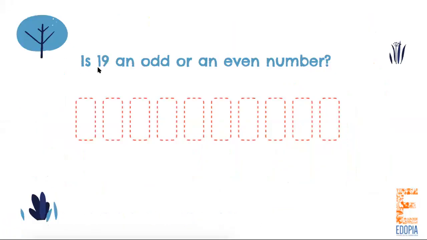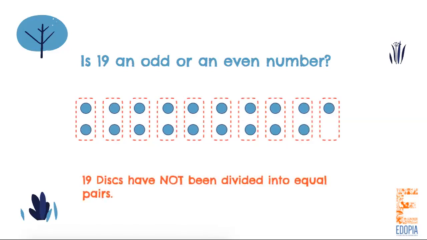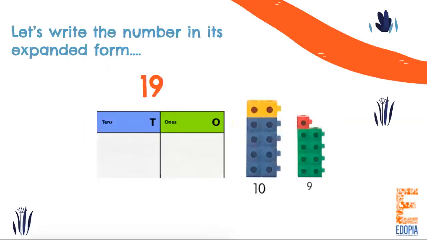Let's figure out if 19 is an odd number by another exercise. Let's start putting it up in rectangles, in sets of 2s, the same way we did it for 24. 1, 2, 3, 4, 5, 6, 7, 8, 9, 10, 11, 12, 13, 14, 15, 16, 17, 18, 19, 20. Oh, we didn't have a 20. So 19 disks have not been divided into equal pairs. That means it is an odd number.